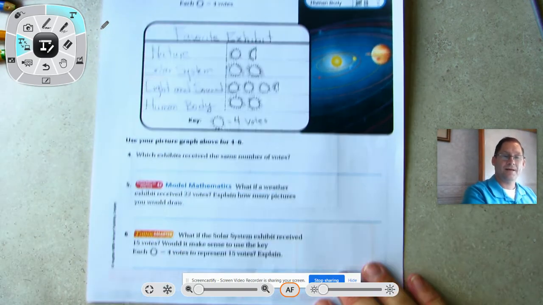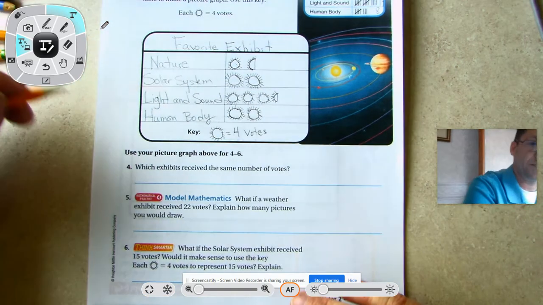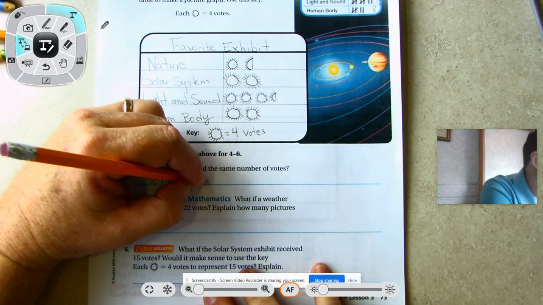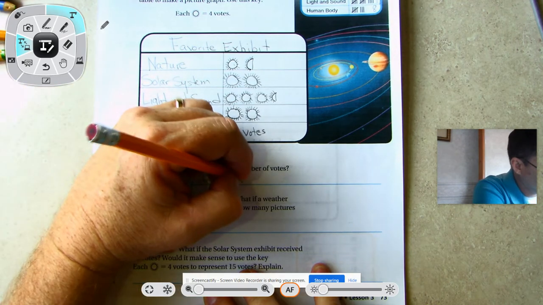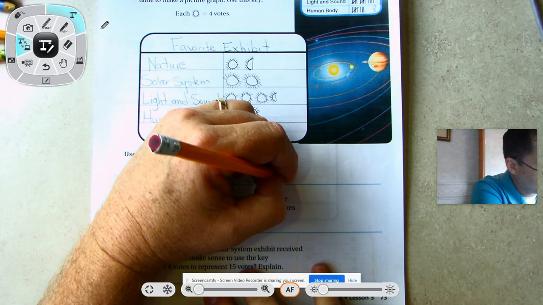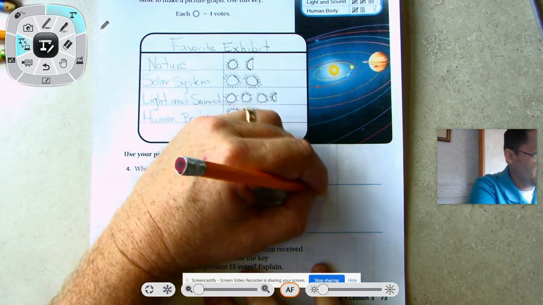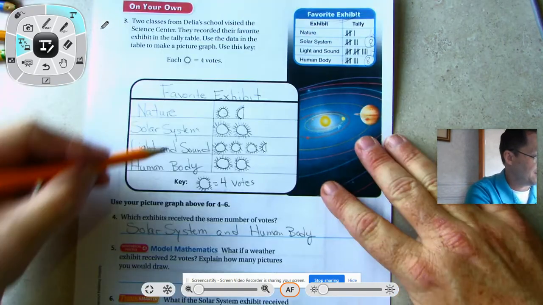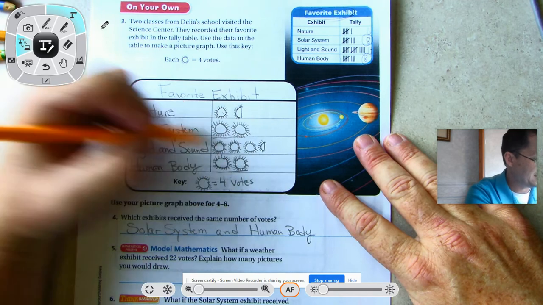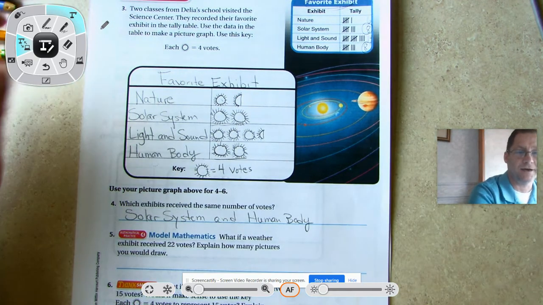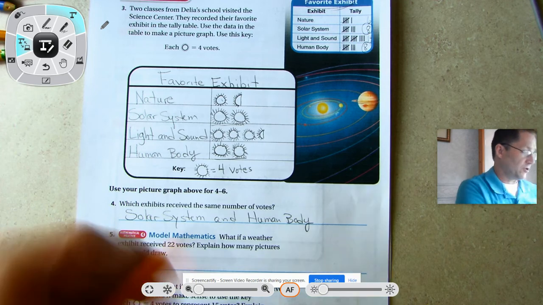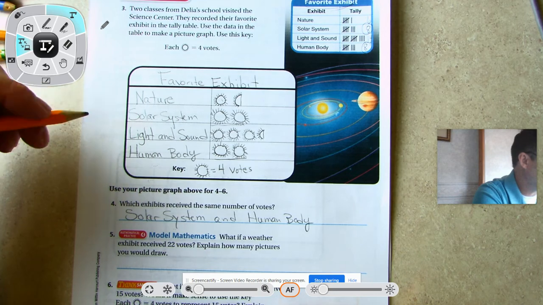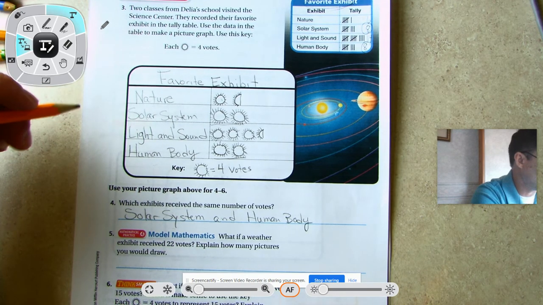Okay. Which exhibits received the same number of votes? There's 2 ways for us to tell that. I see 8 here. I see 8 there. I see that this has 2 suns and that has 2 suns. So both of those drawings show that both of those choices have 8. What if a weather exhibit received 22 votes? Explain how many pictures you would draw.